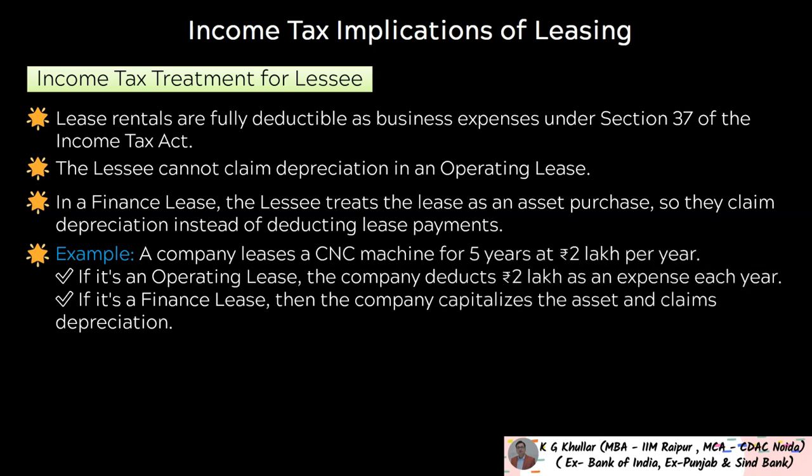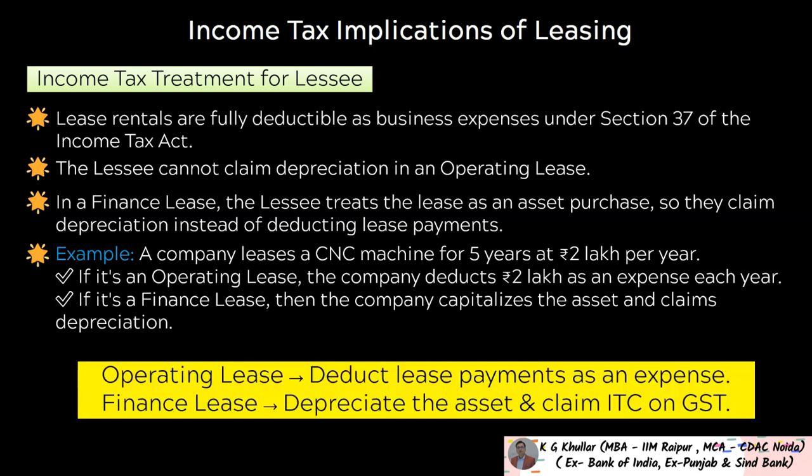Example can be, just assume a company leases a CNC machine for 5 years at Rs 2 lakh per year. So if it's an operating lease, then the company deducts Rs 2 lakhs as an expense each year. And if it's a finance lease, then the company capitalizes the asset and claims depreciation. So the key learning here is, for operating lease, deduct lease payments as an expense, and for finance lease, depreciate the asset and claim ITC on GST. Please note these very important points. IABF normally asks questions from these concepts only.